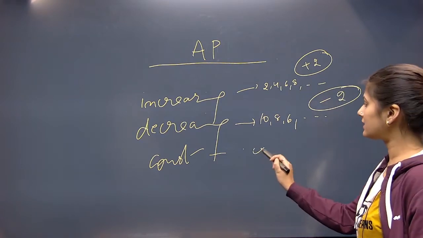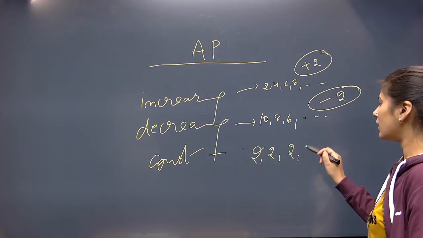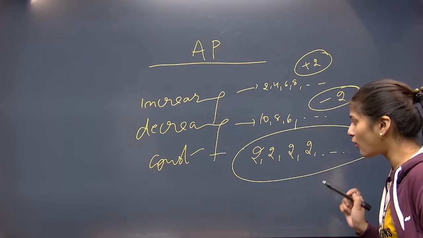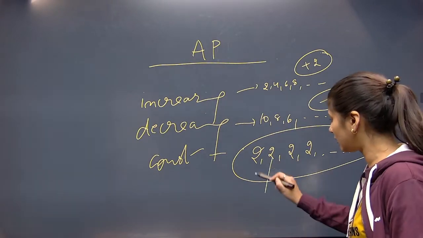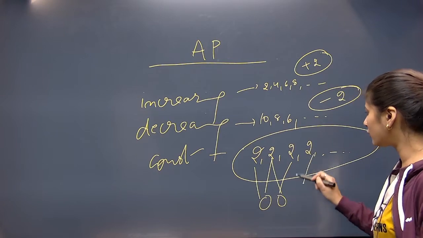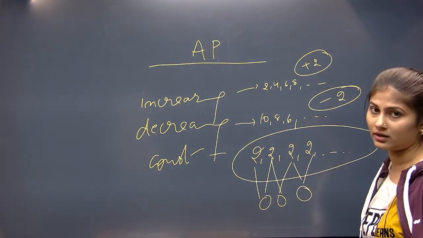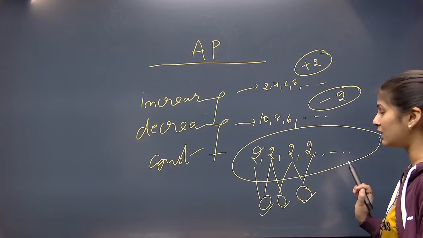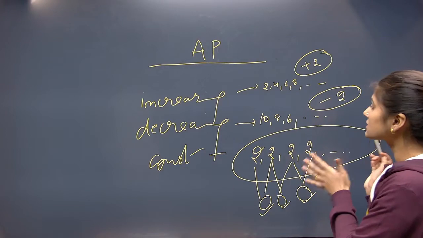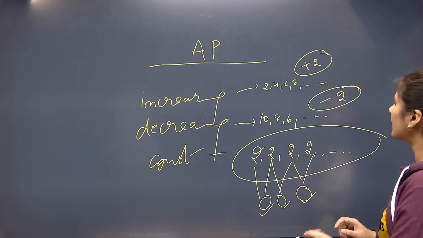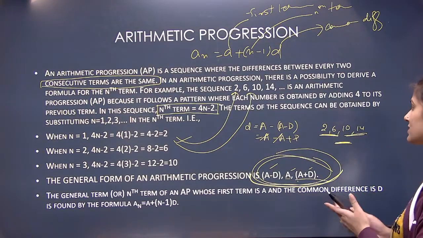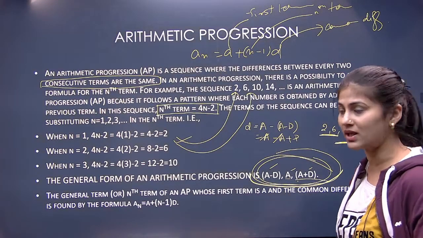Now if I say there is an AP 2, 2, 2, 2, we can question how it is an AP. If I want to find the common difference, second minus first gives 0. Third minus second again gives 0. Fourth minus third gives 0 again. So every time we are getting the same common difference, so this is also an AP. Why? Since it is following the rule of AP. Every time we have the same common difference, and if the common difference is the same, then it is an AP.